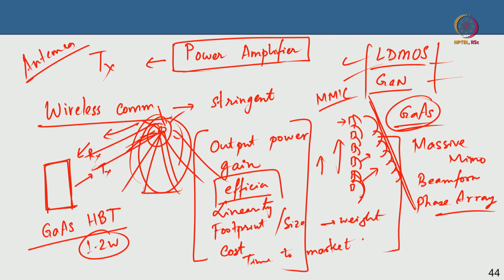Now we have to understand it in wireless communication. The RF signal does not go in as a single sine wave. These are digitally modulated.